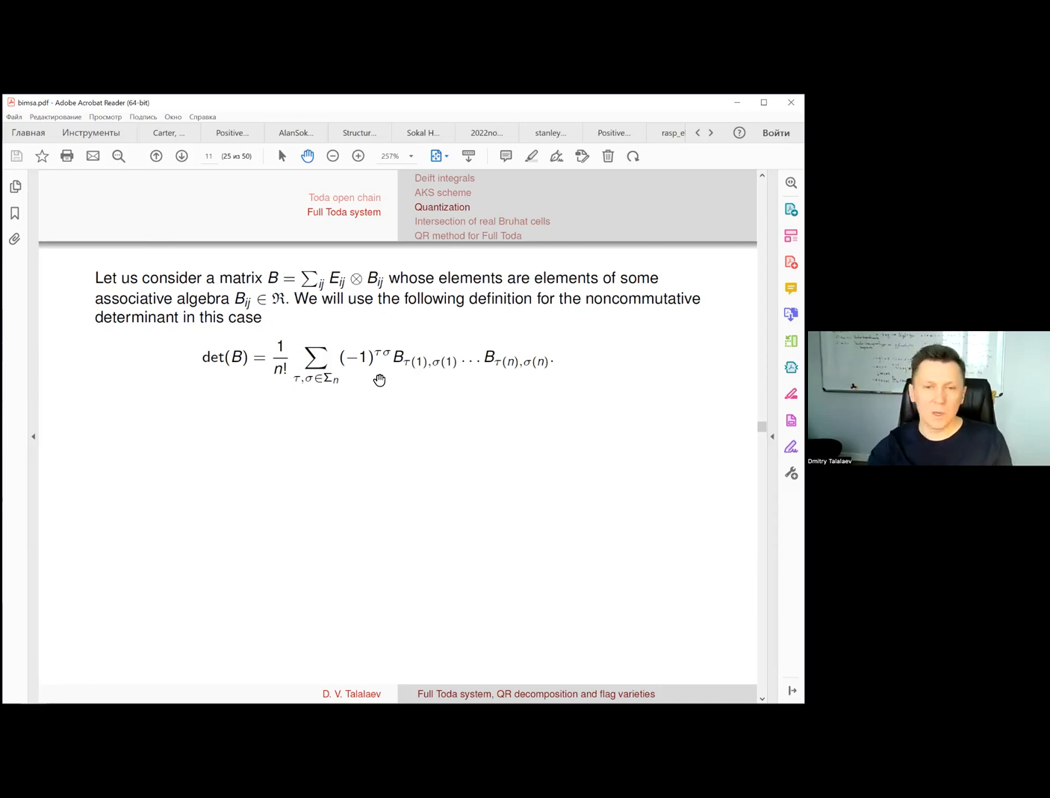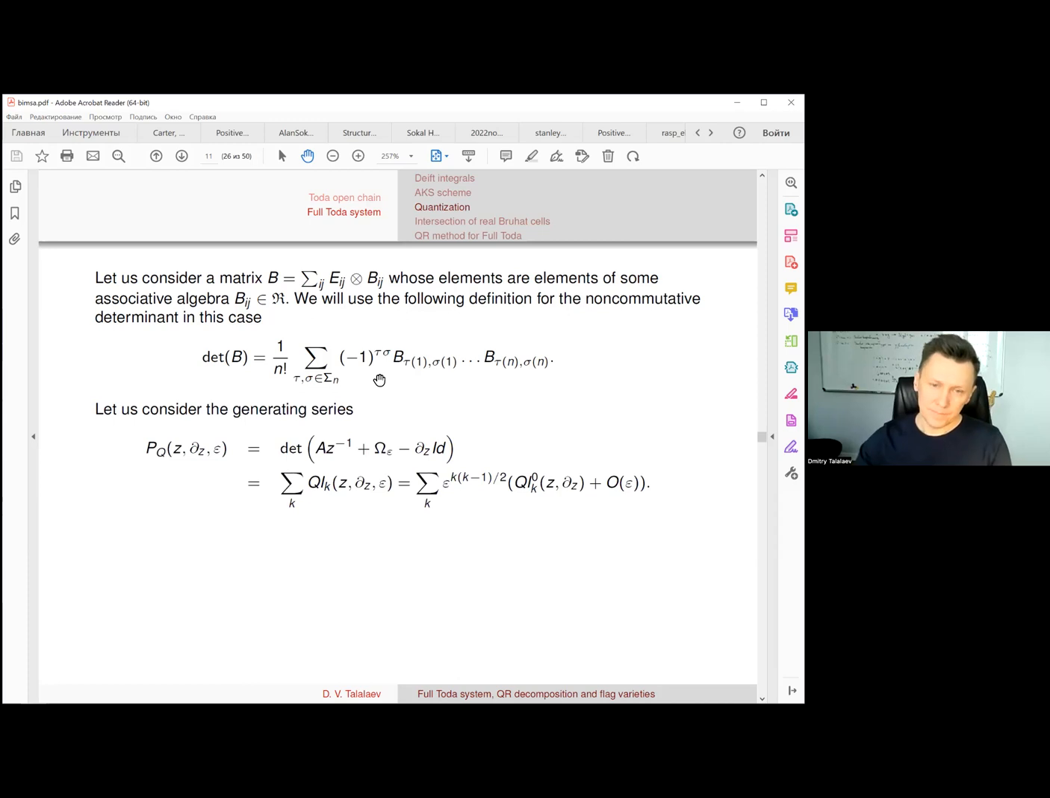So we consider just all the products in all possible orders of the matrix elements of matrix B. Let us consider now the generating series of a form similar to the classical one. So there is a part related with the Lax operator.